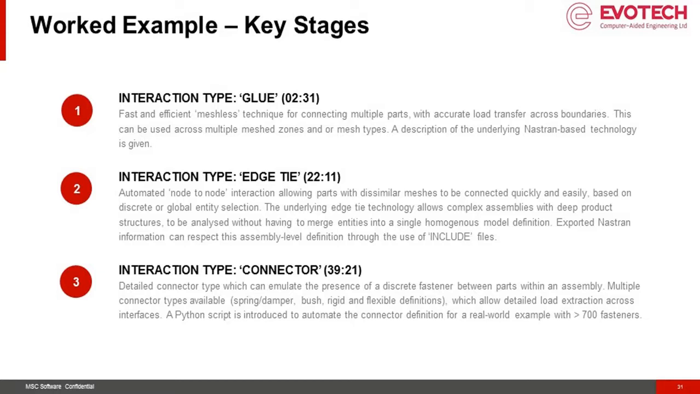And then finally we'll look at the connector interaction type, and this involves a series of detailed connector types which can be used to emulate the presence of a discrete fastener between parts within an assembly. There are multiple connector types within Apex: spring dampers, bushes, rigid and flexible definitions, which allow detailed load extraction across interfaces. Then we'll look at a Python script which is introduced to automate the connector definition for a real-world example with greater than 700 fasteners in the assembly.